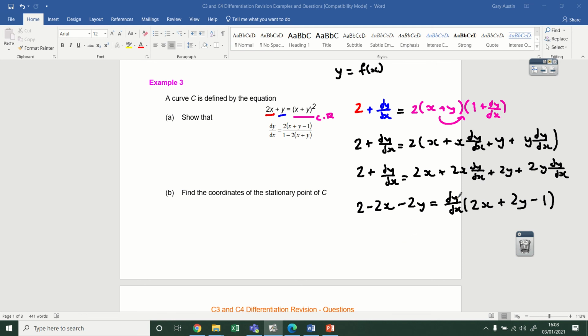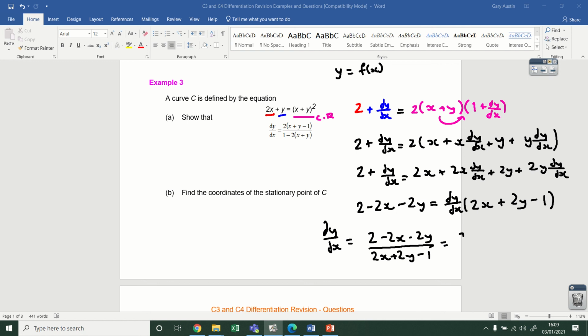Okay, so that's factorised. Then to get dy by dx on its own, you divide by this bracket underneath. So it's 2 minus 2x minus 2y over 2x plus 2y minus 1. Okay, so that's everything rearranged to one side, but I've got to now try and get it to look like what I've got over here. It doesn't quite look the same, except if you try and factorise it, you can see how it's meant to work. So what I'm going to do is factor the top.